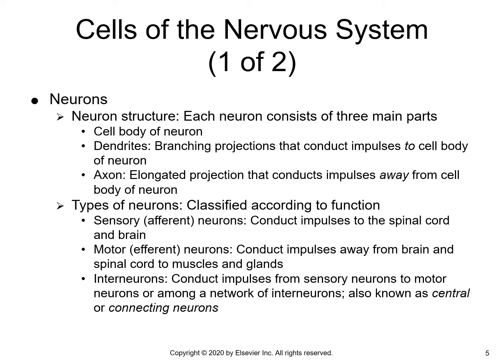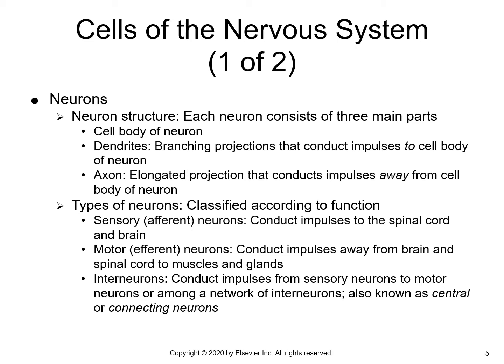So, types of neurons. There are classifications according to function. Sensory neurons, they're afferent. They conduct impulses to the spinal cord from the brain. So an example of that would be, I'm thinking about picking up a cup of coffee with my hand, and my brain tells my hand muscles to grip the cup of coffee.